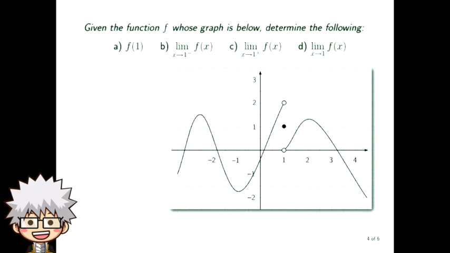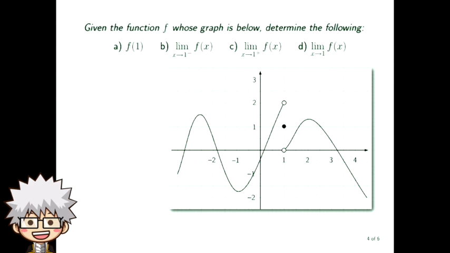Now let's look at a few example exercises. This is the first one. Given the function graphed here, we want to determine a, the value f of 1, b, the limit of f of x as x approaches 1 from the left, c, the limit of f of x as x approaches 1 from the right, and d, the two-sided limit of f of x as x approaches 1.